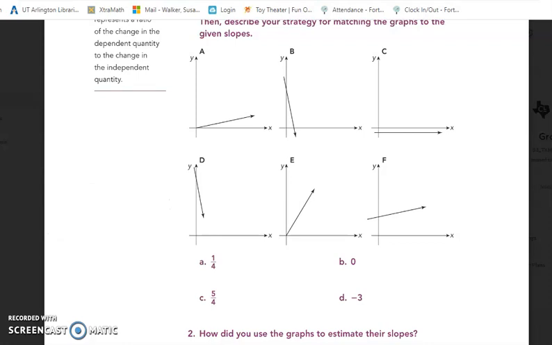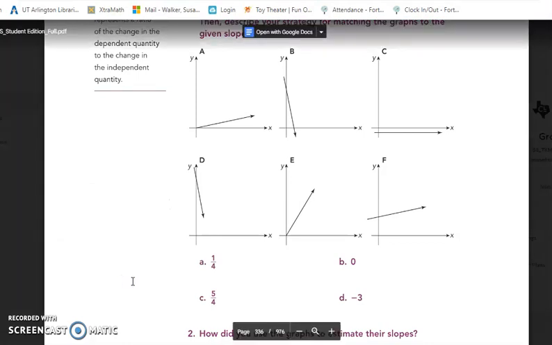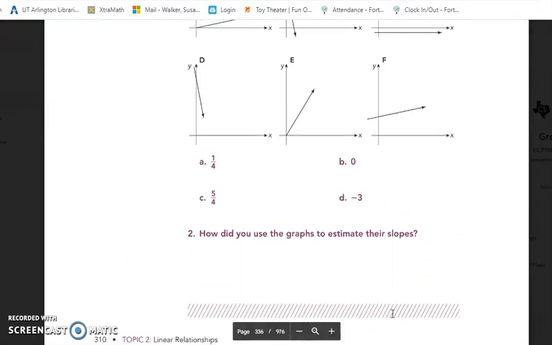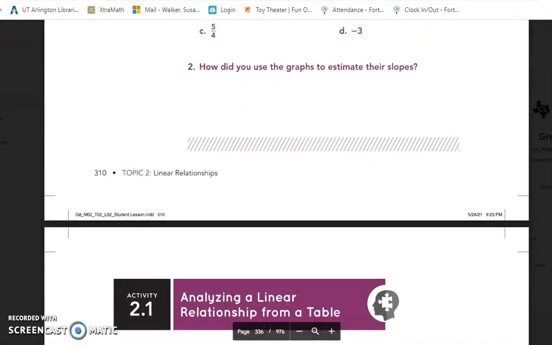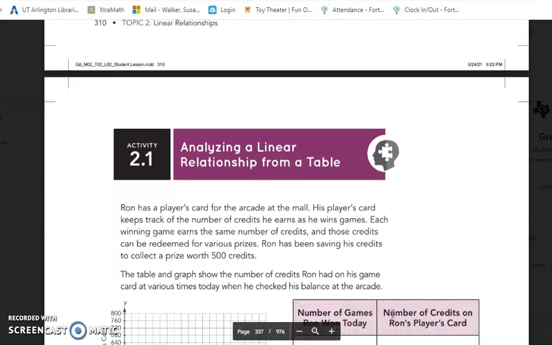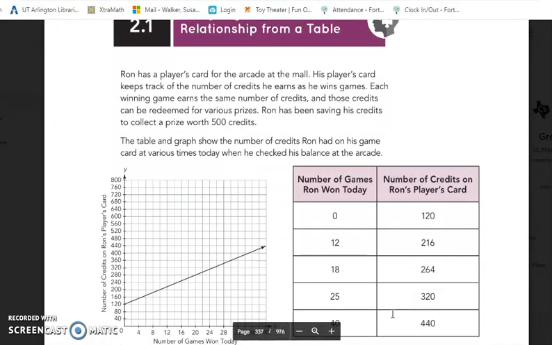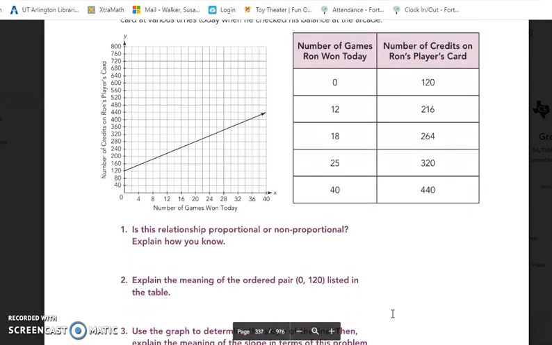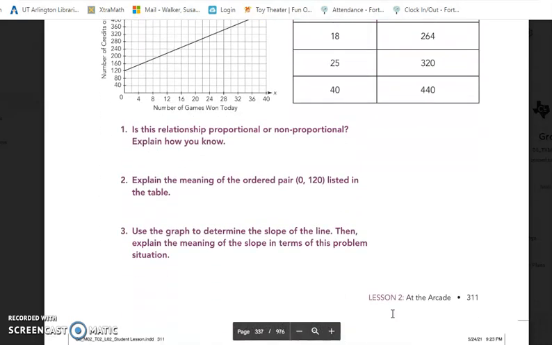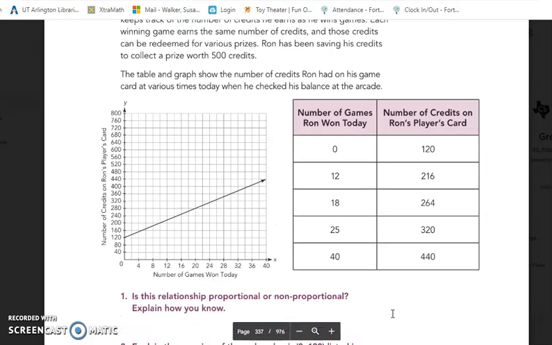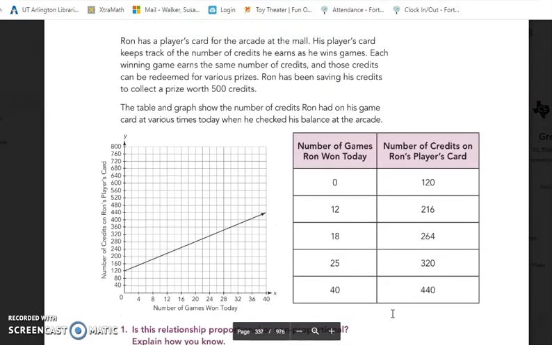Okay? So now we are going to move on to the next page. We're not going to talk about number 2. We're just going to move on to this. Good problem. So we are on page 311. It says, Ron has a player's card for the arcade at the mall. His player's card keeps track of the number of credits he earns as he wins the games.